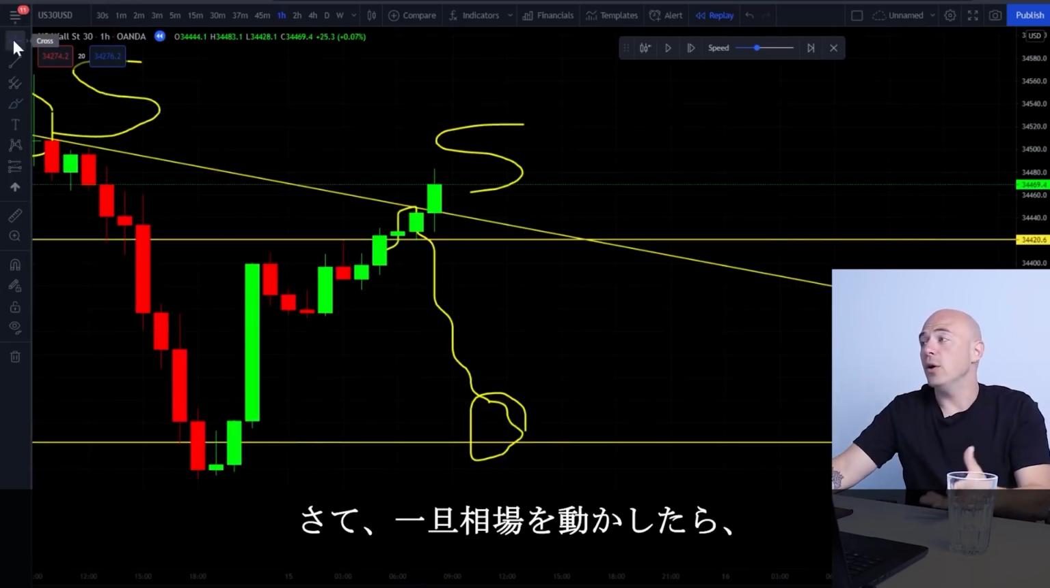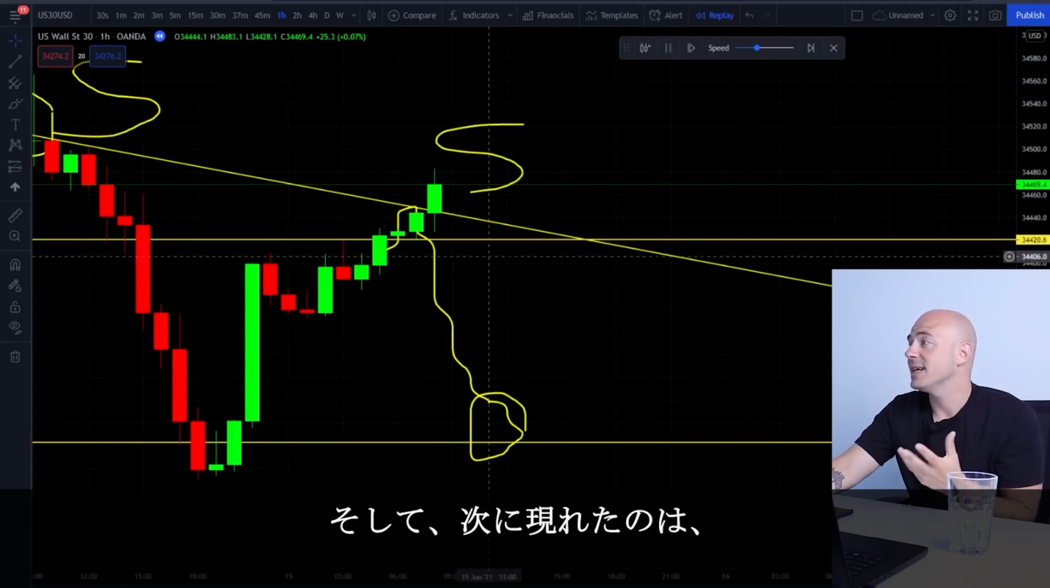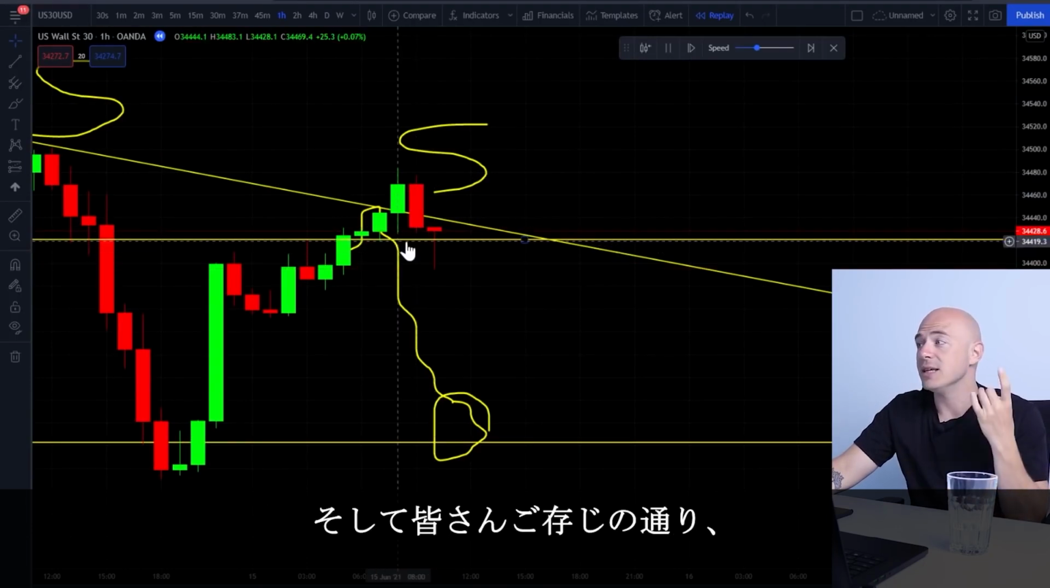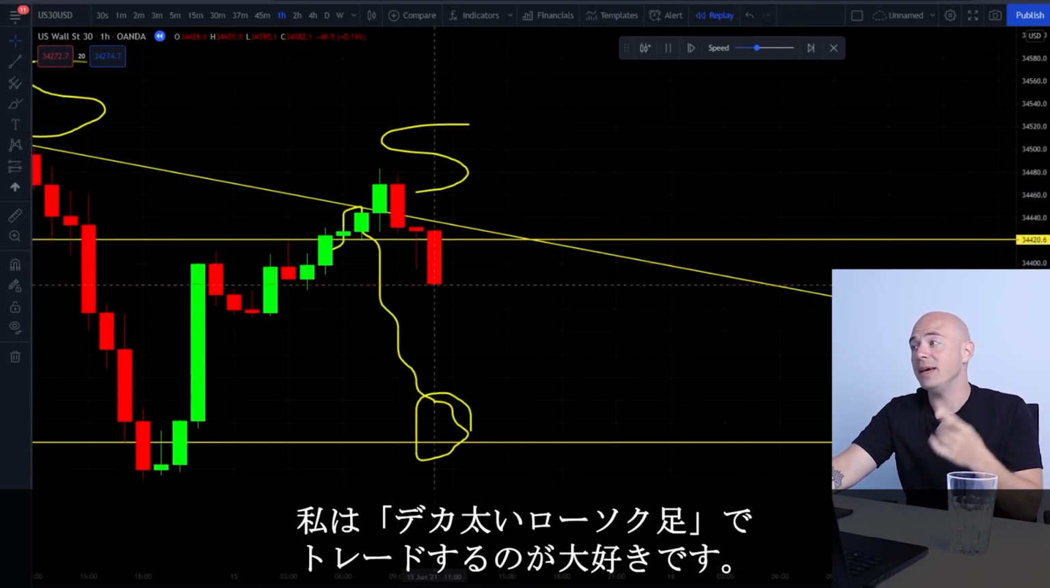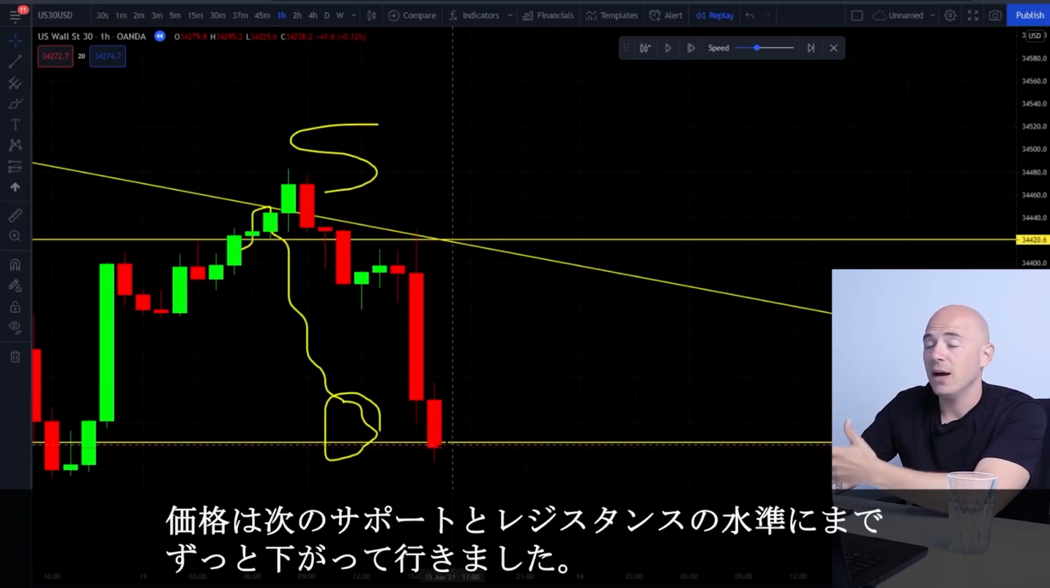So once the market opened up, we had a big fat rejection, and the next thing that happened was a big fat candle. And you guys know that I love to trade my big fat candles. And as you guys can see, it went all the way down to that next level of support and resistance.